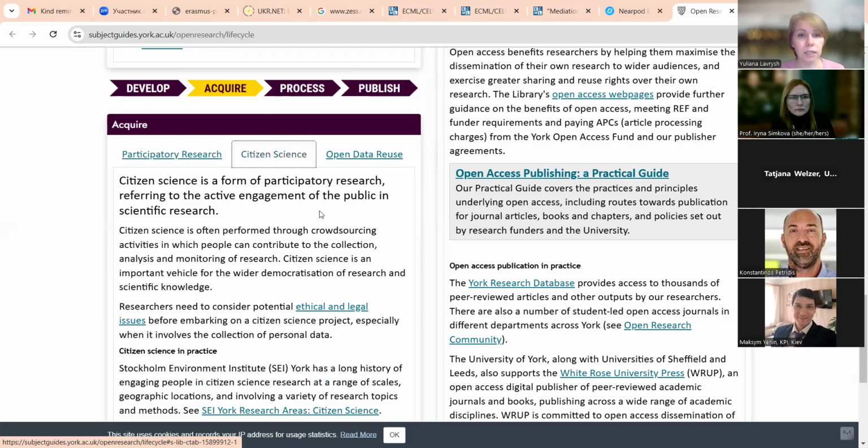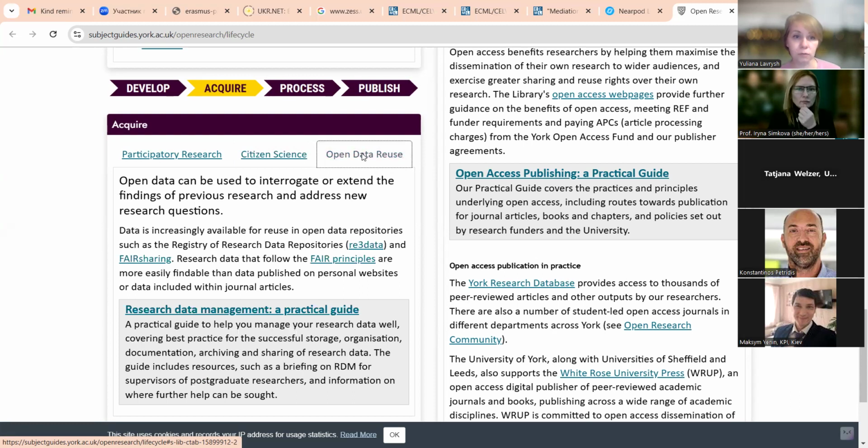Citizen science is a kind of participatory research, but not something that deals with authorship, creators of the study, but with people who participate. It means that you can provide a questionnaire for people to find out their opinion about something, or you involve people in the assessment or evaluation of a product or methodology. So you involve citizens in your research. And how can you do it? You just make it open, and people who think it might be interesting for them just join your study. And of course, open data reuse.